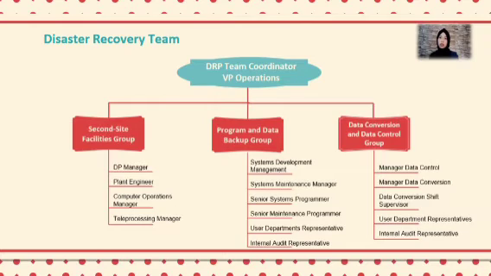So, the objective in a second site facilities group is to prepare the backup site for operation and acquire hardware from vendors. As for the program and data backup group, they are assigned to provide current versions of all critical applications, data files, and documentations. And as for the data conversion and data control group, they are assigned to re-establish the data conversion and data control functions necessary to process critical applications.